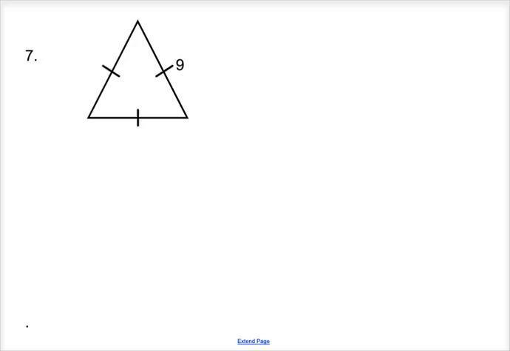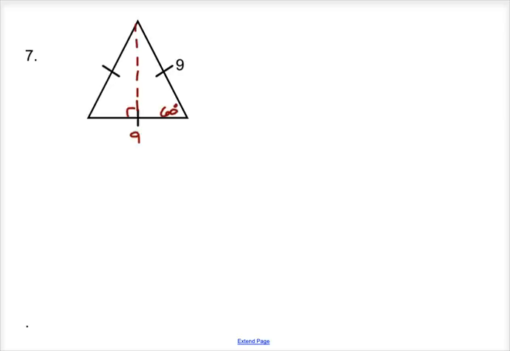Number 7. I have an equilateral triangle and a side is 9. Well, I need the base and the height. So the first thing I notice is if it's equilateral, my base is also 9 because all the sides are 9. The next thing I need to figure out is what is this height? Well, I know if it's an equilateral triangle, all the angles are 60. So this is really now a 30, 60, 90 triangle if I look at just one of the halves of the original triangle.